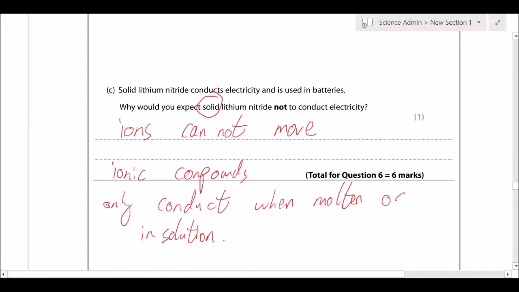Solid lithium nitride conducts electricity and is used in batteries. Why would you expect solid lithium nitride not to conduct electricity? Well, it's a solid and it's an ionic compound, and therefore the ions cannot move, or the ions are not free to move. Reasoning: ionic compounds only conduct when molten or in solution. You just needed one of those for the mark. Okay.